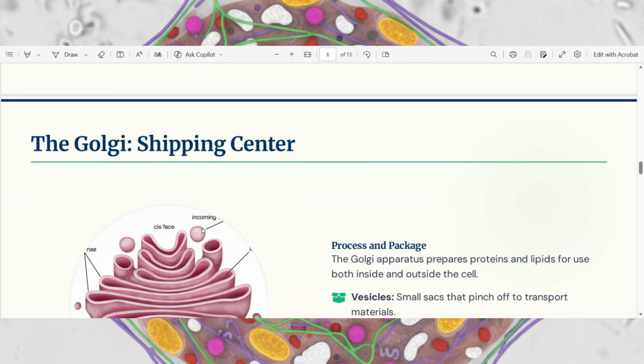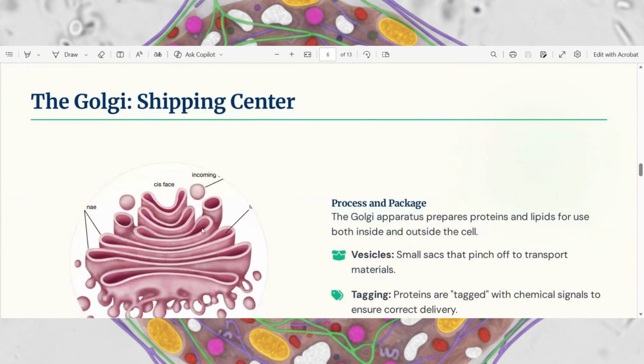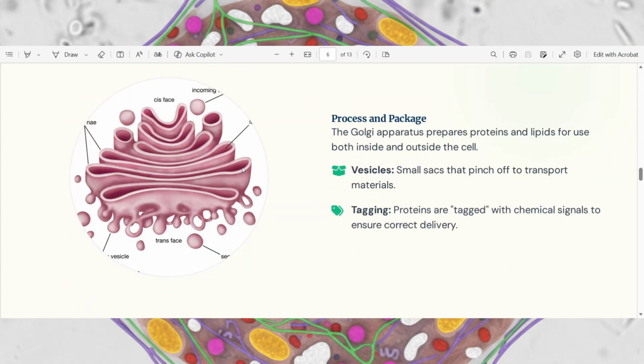Okay, now the Golgi apparatus. Now, again, in high school and junior high, I'm sure y'all heard that the Golgi is the package, the UPS of our cell. So again, you see these folds, it increases surface area. The Golgi apparatus prepares proteins and lipids for use both inside and outside the cell.